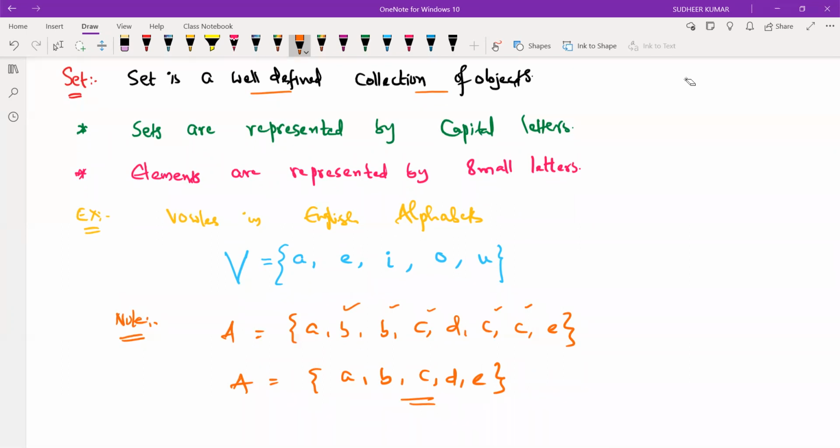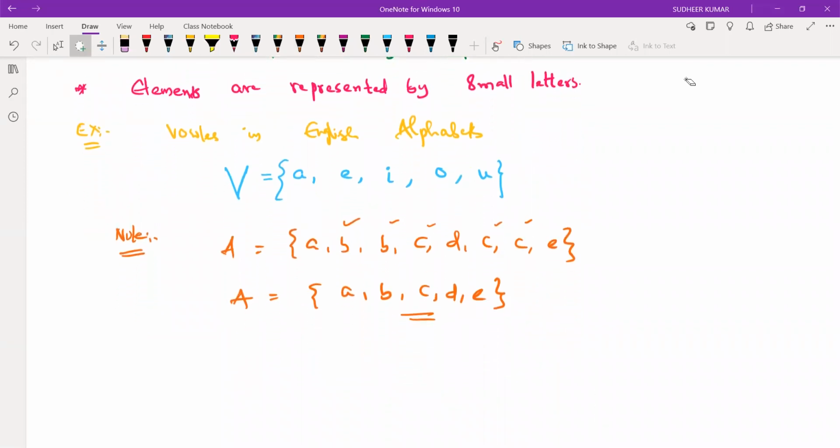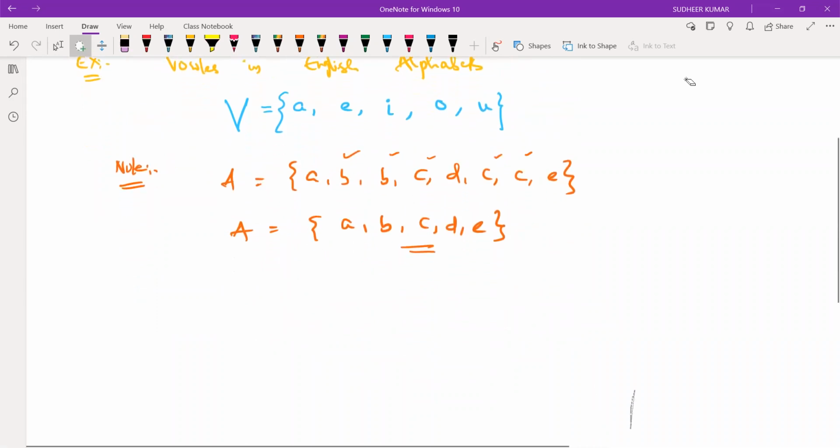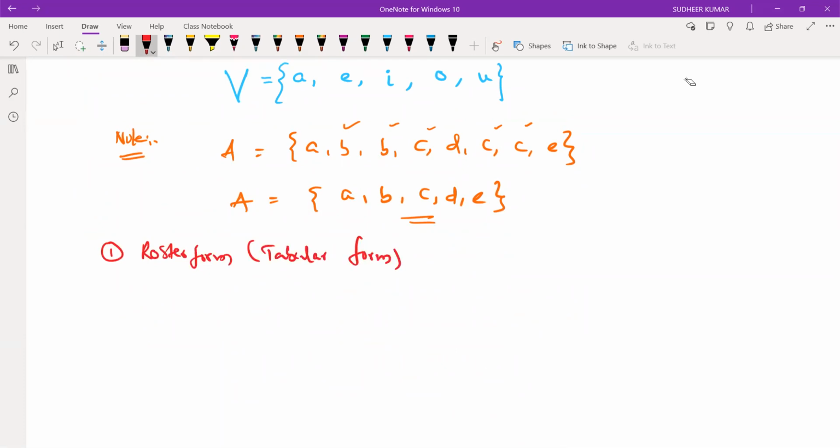So sets are represented by two types. Two methods can be used to represent this. One is roster form. It is also called tabular form. If you write all the elements of the set separated by commas and enclosed with brackets, then it is called roster form or tabular form.